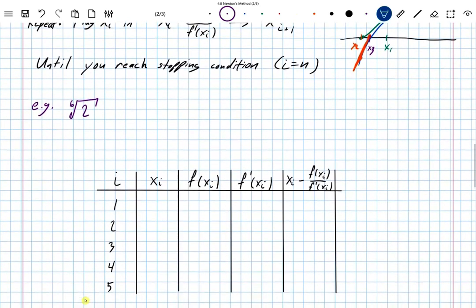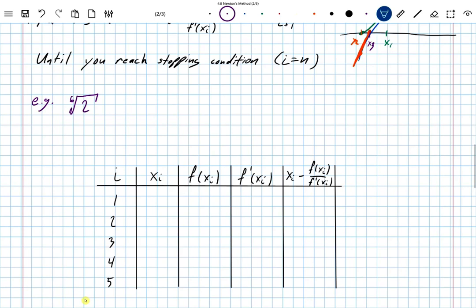I want to estimate the 6th root of 2. So if I want to estimate the 6th root of 2, I need to write some function whose root is the 6th root of 2. Let's see what that might look like. If I had x is equal to the 6th root of 2, that might look like x to the 6th is equal to 2. In other words, x to the 6th minus 2 is equal to 0. Okay, beautiful. So my f is x to the 6th minus 2.